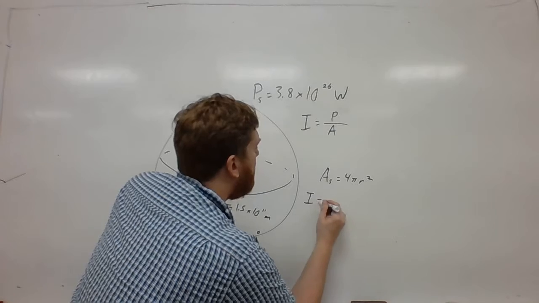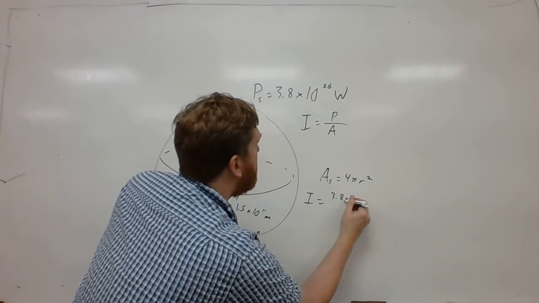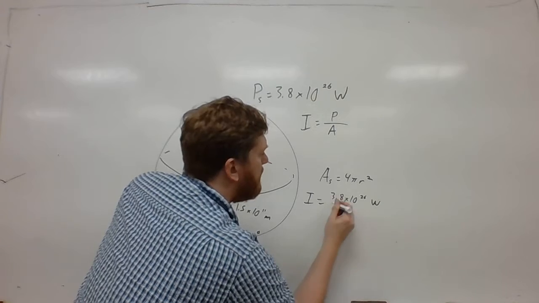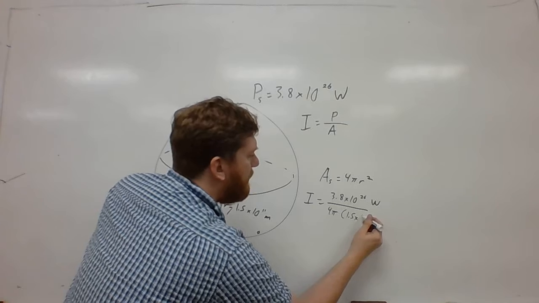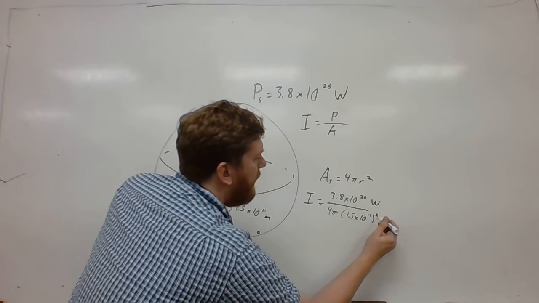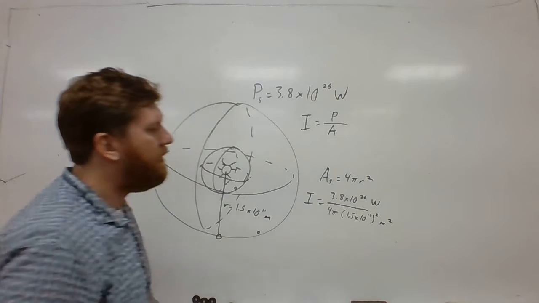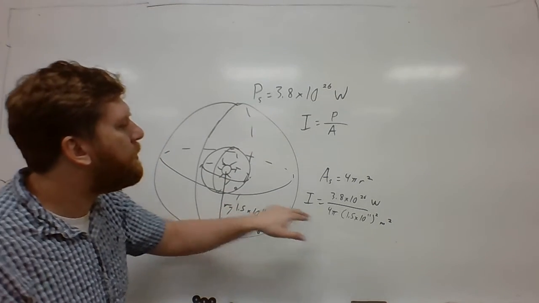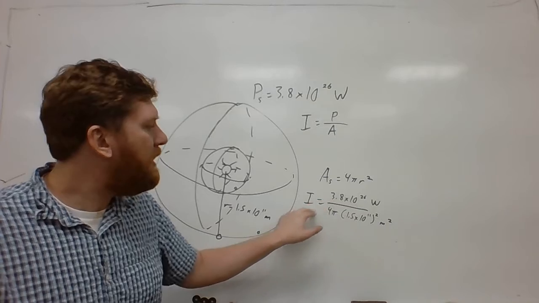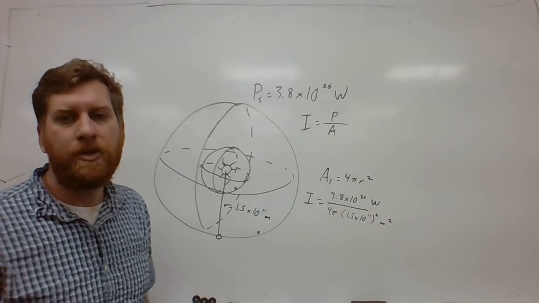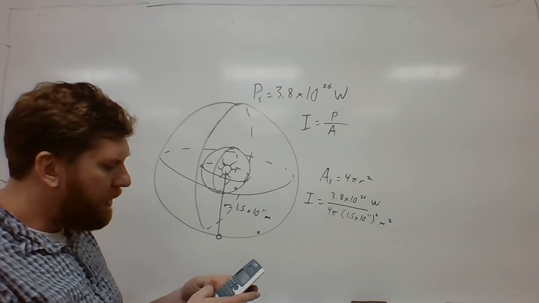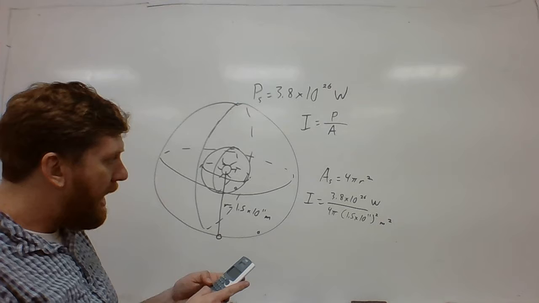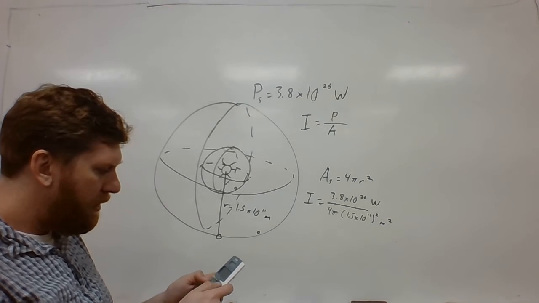So the intensity is equal to this power, 3.8 times 10 to the 26 watts. And the surface area is 4 times pi times 1.5 times 10 to the 11 squared, meters squared. Because this is units of meters and we're squaring it. And so our total intensity will be in units of watts per meter squared. Now, just so I don't make any mistakes, I'm going to solve for the denominator first. 4 times pi times 1.5 times 10 to the 11 times 1.5 times 10 to the 11.